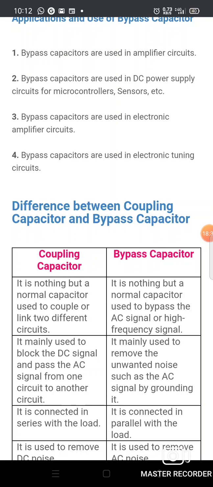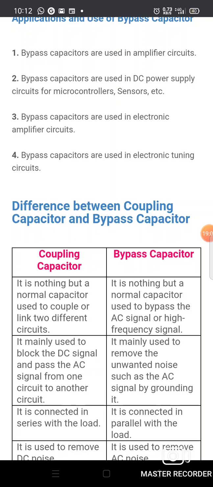Next, the bypass capacitor function: it is nothing but a normal capacitor used to bypass the AC signal or high frequency signal. Here, consider AC signals as high frequency signals, and low frequency signals as DC signals. So don't forget this: low frequency signals are DC signals and high frequency signals are AC signals. The bypass capacitor passes to ground only high frequency signals. That is the major function.